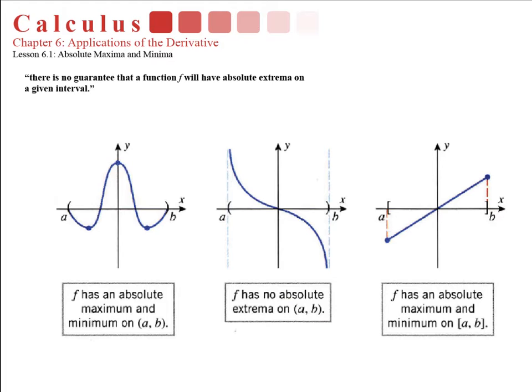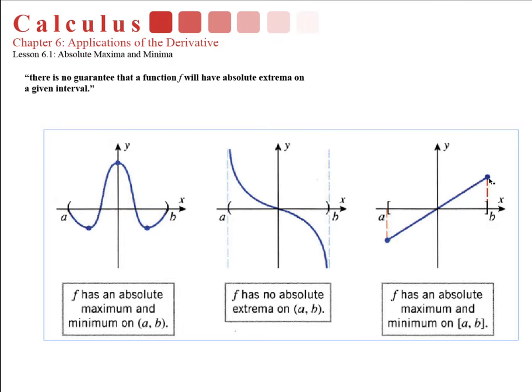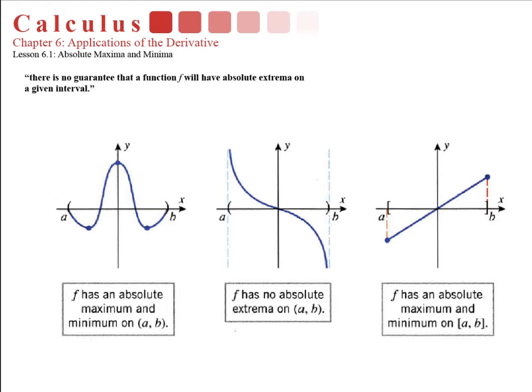Again, we'd say that that interval is finite because it begins at a and ends at b, but in this case, notice it has the endpoints. So it turns out that the absolute maximum is at b, and the absolute minimum is at a. And this can happen quite often.